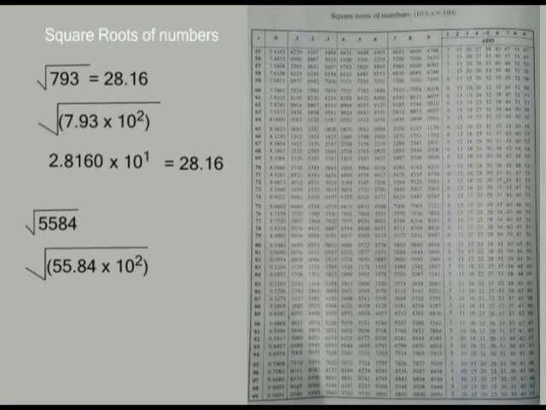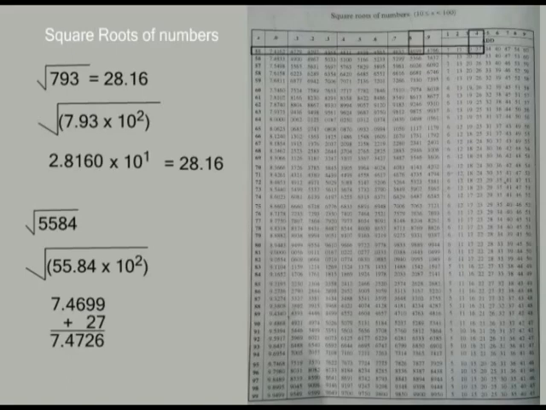Square root of 55.84. 55 is here. Coinciding with 8 here, we have 7.4699. Next, the add column coincides with 4 here. We have 27, and so we add it here. So we shall have 7.4726. Square root of 10 raised to power 2 is 10 raised to power 1. And so we shall have 7.4726 times 10 raised to power 1, or simply 74.726.